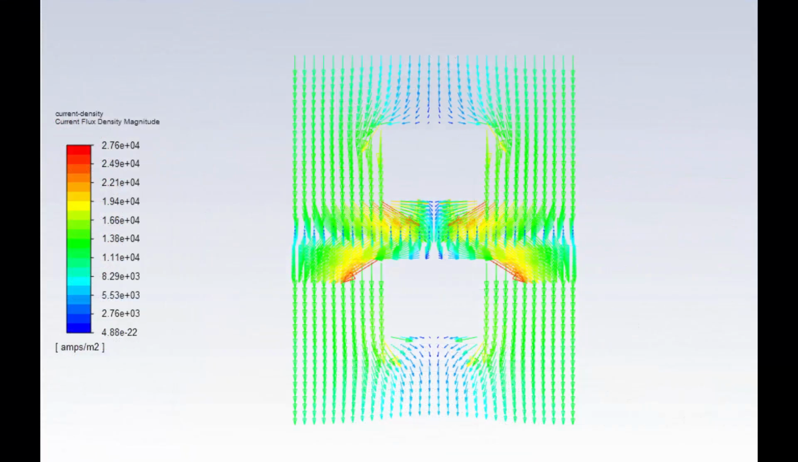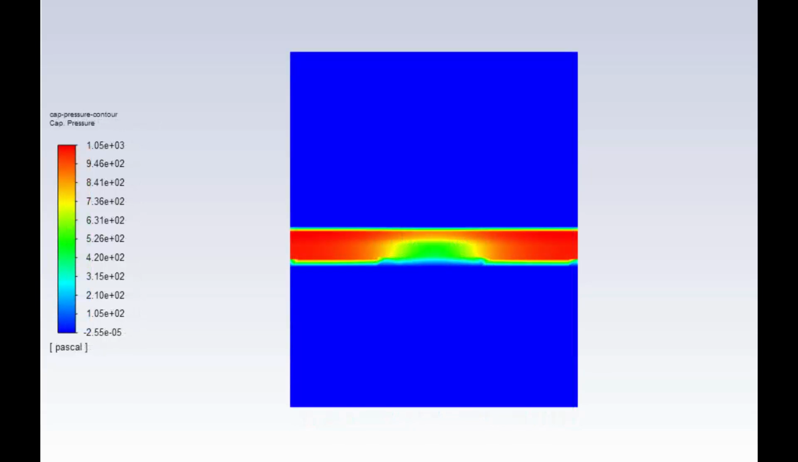To summarize the results of this simulation, I produced a number of plots. This plot describes the current flux density at a YZ plane located halfway along the length of the fuel cell. The vectors are colored according to their magnitude. At the same plane, I plotted a contour describing the capillary pressure. Note that the capillary pressure is continuous in the y direction.